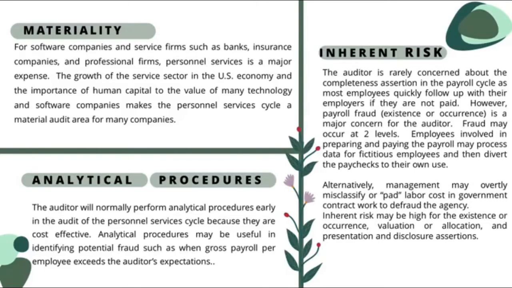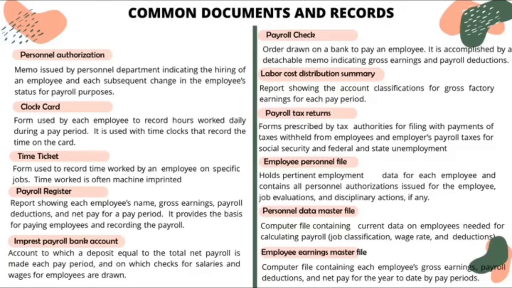Analytical procedures. The auditor will normally perform analytical procedures early in the audit of the personal service cycle because they are cost-effective. Analytical procedures may be useful in identifying potential fraud, such as when gross payroll per employee exceeds the auditor's expectation. Next, common documents and records.